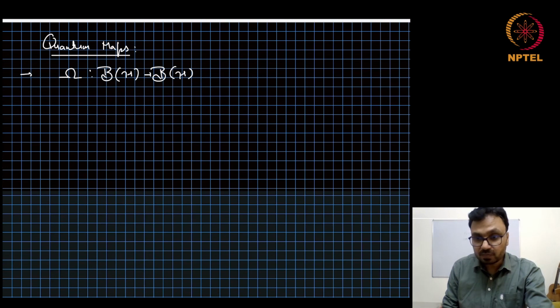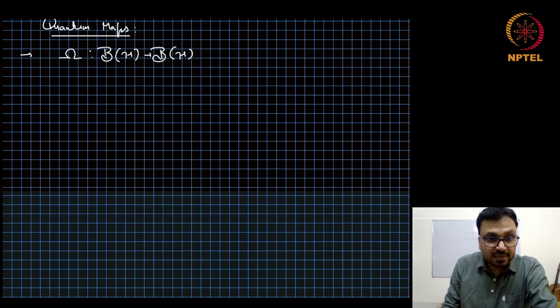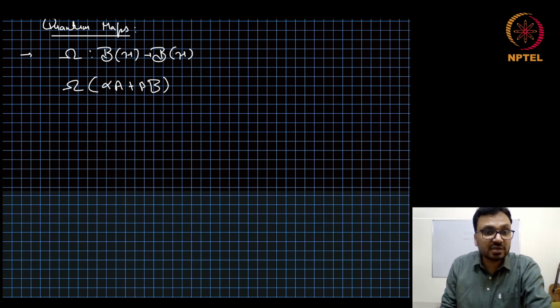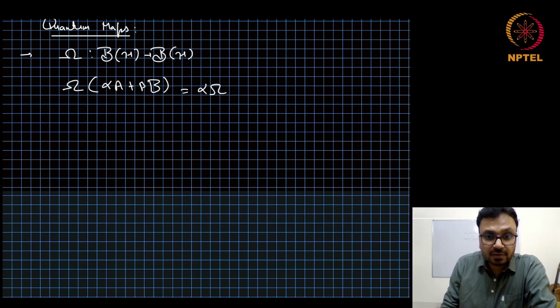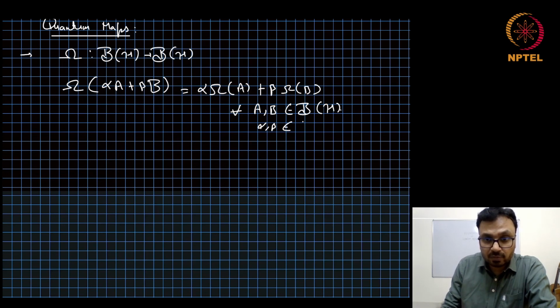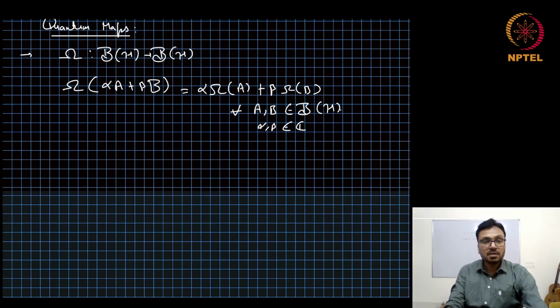Hilbert space. So a map will be linear if you have operators A and B with complex coefficients alpha and beta, and it gives us omega of (alpha A plus beta B) equals alpha omega A plus beta omega B, for every A and B that belongs to the set of operators, and for alpha, beta complex or any element of the field. So if a map satisfies this property, then we call it a linear map. And we know very well that whenever there is a linear map, there will be a matrix representation for it.